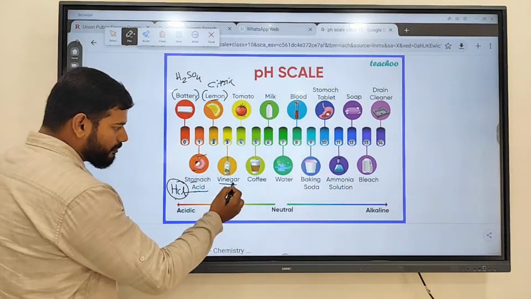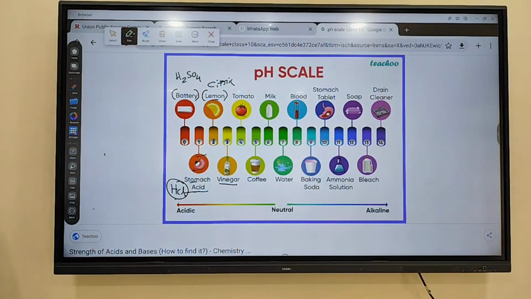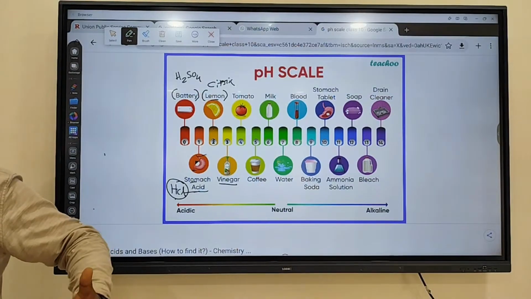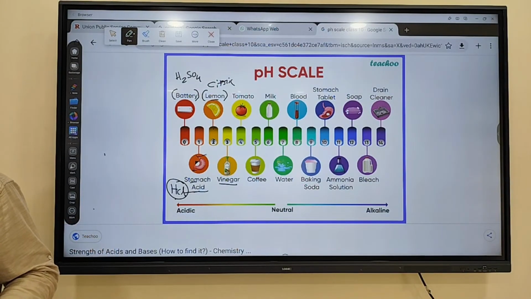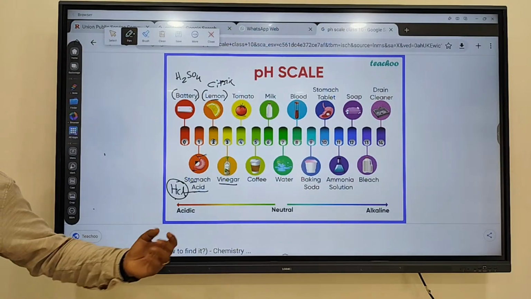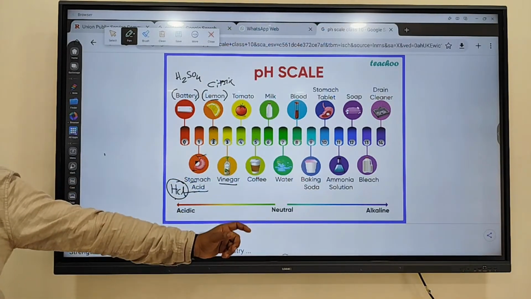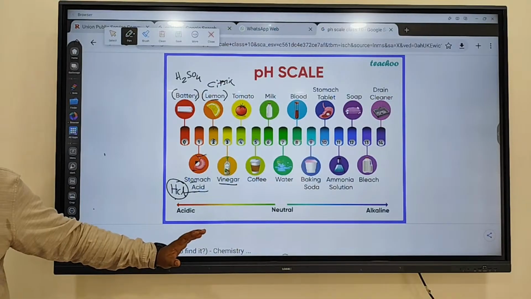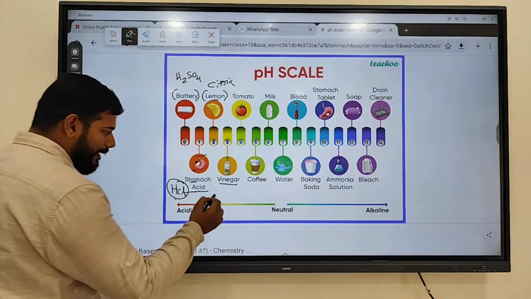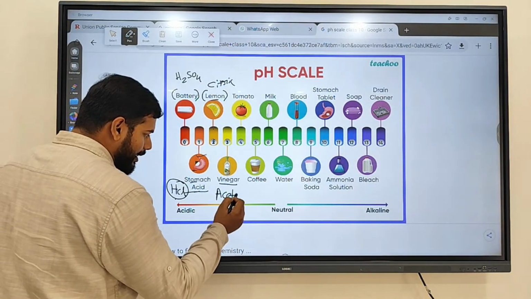Then vinegar. In gobi manchurian, a transparent fluid is added to give a sour taste. What will they add to gobi manchurian? Soya sauce, chili sauce, tomato sauce, vinegar, right? Vinegar is a transparent fluid. Next time observe the transparent fluid, that is vinegar, which is generally added to chats, etc. Acetic acid is present. Acetic acid, vinegar.